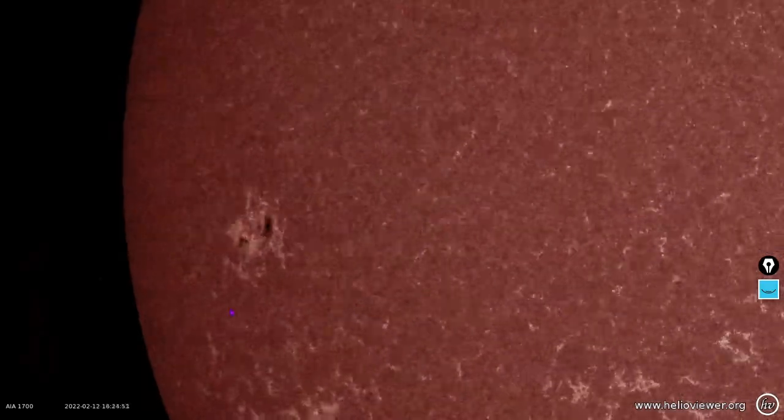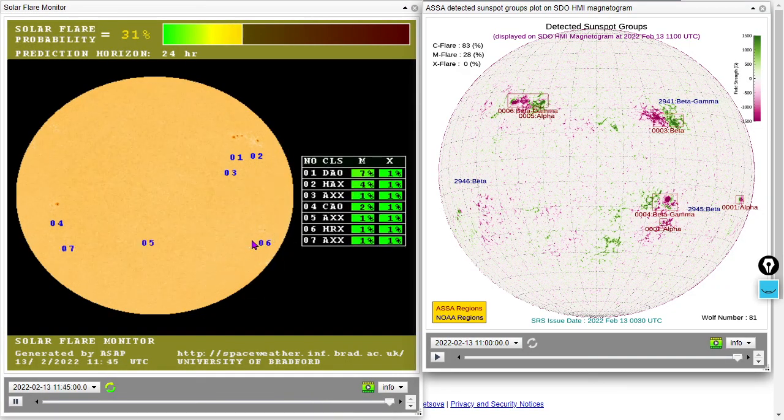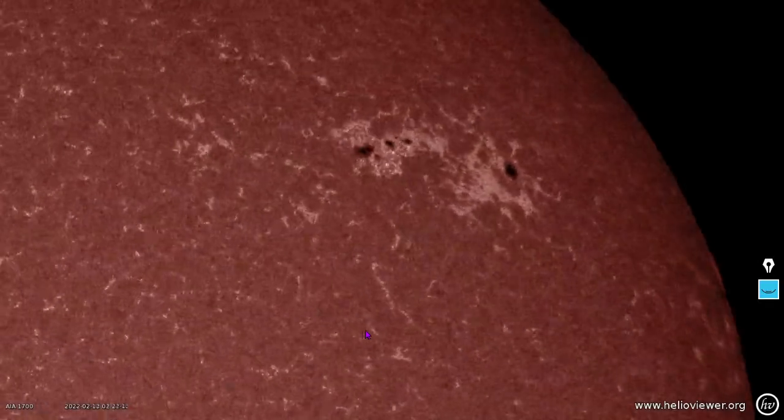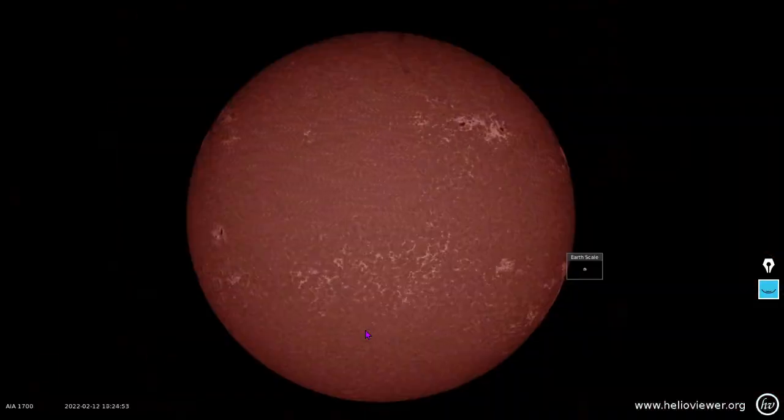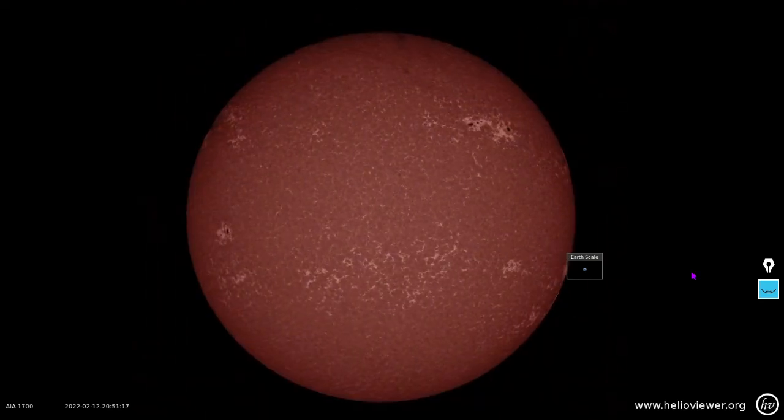And this is 2946. That's the second largest group. There is another significant group down here in the south. This group here. It is beta class as well. It's not really worth doing a close-up here in 1700 angstroms. There it is down there. That's capable of producing some flares as well.